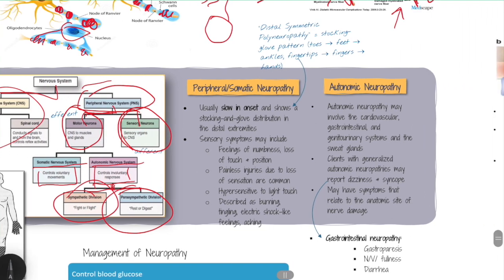And so really the difference in neuropathy, as it's classified, is just if you look at what the peripheral nervous system is and what it does, you're going to see what's going to happen if you have neuropathy in that system. It's usually very slow in onset, and it shows what's called a stocking and glove distribution in the distal extremities. Basically, I think some of the slides said distal symmetric polyneuropathy, which is just another fancy way of saying that stocking and glove pattern.